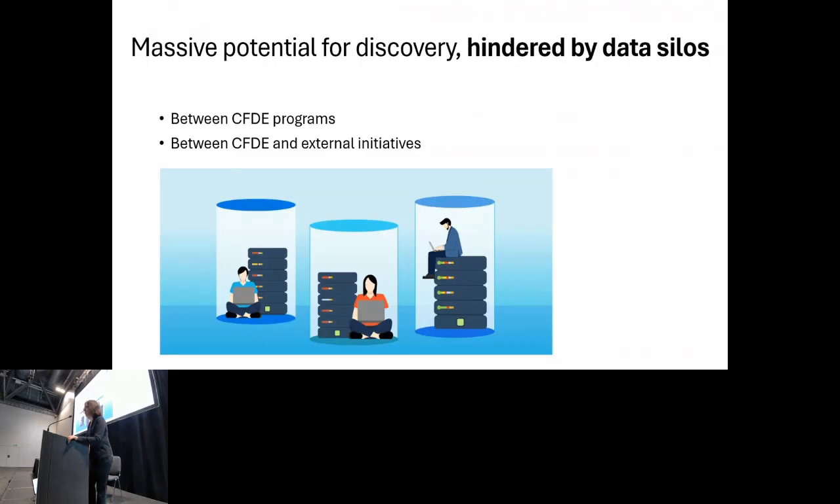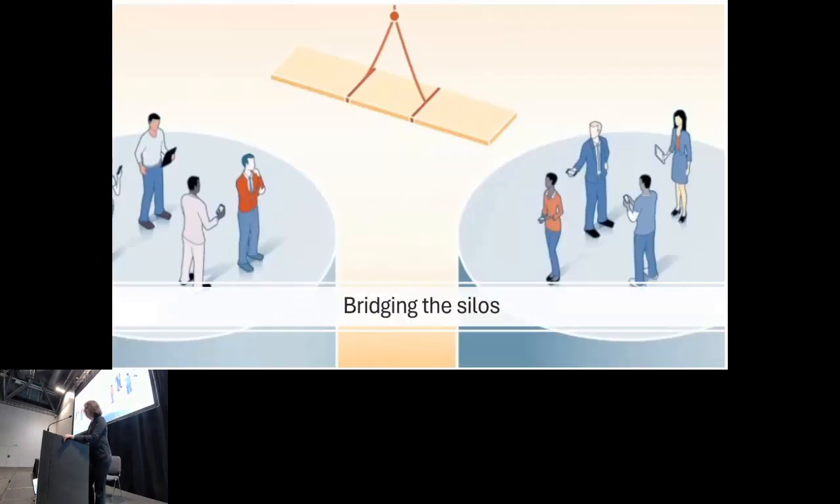However, this is hindered by a familiar problem that we've heard about 2 other times at least in today's session, and that's data silos. So these exist between CFDE programs as well as between CFDE and other external initiatives. The obvious solution here is to bridge the silos, right? But that's easier said than done. Each program has its own unique data types made with their own use cases in mind, their own ontologies, and in some cases, bridging these gaps can seem almost impossible.